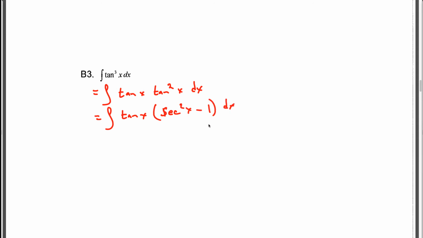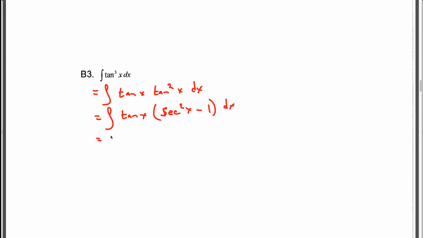In B3 we see we have tan cubed. In order to solve tan cubed, hopefully we remember that we need to separate it as tan x and tan squared of x dx. Now we're going to replace tan squared using the identity with secant, so that's going to be tan x times secant squared x minus 1 dx. And now we've almost got the answer again.